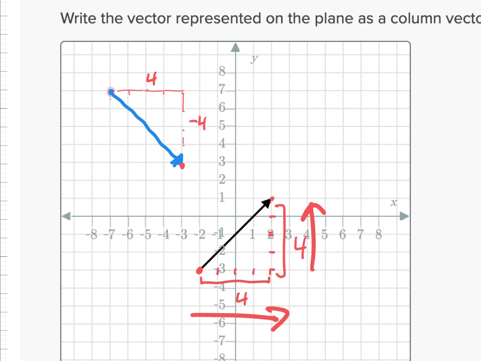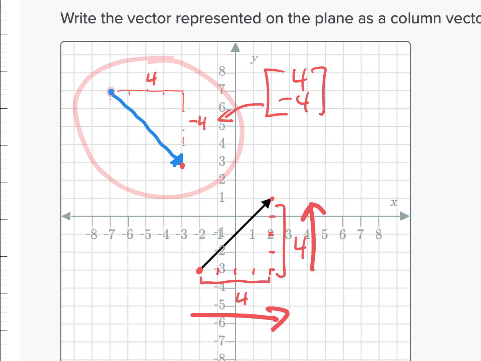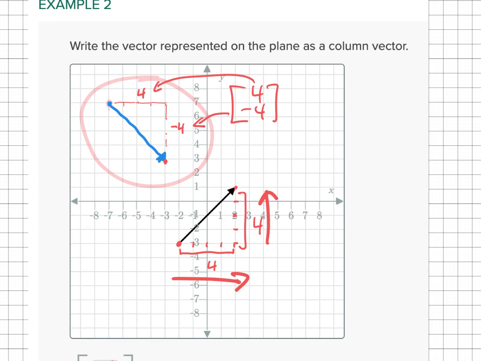So if we are going to write again the column scalar for this, it's going to be what? It's going to be 4, negative 4. That negative 4 down is going to be on the y, and that's going to be on the negative. I hope you understand this very well.